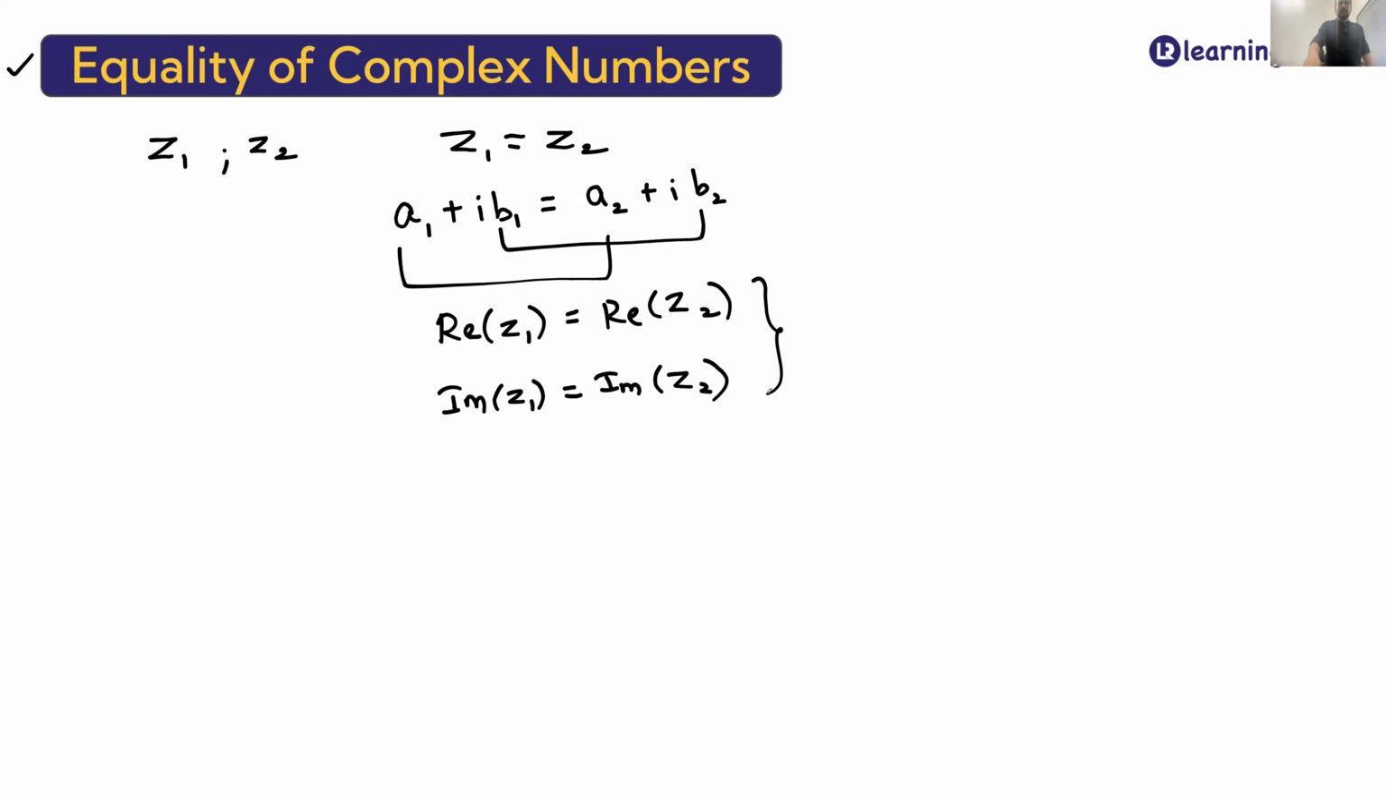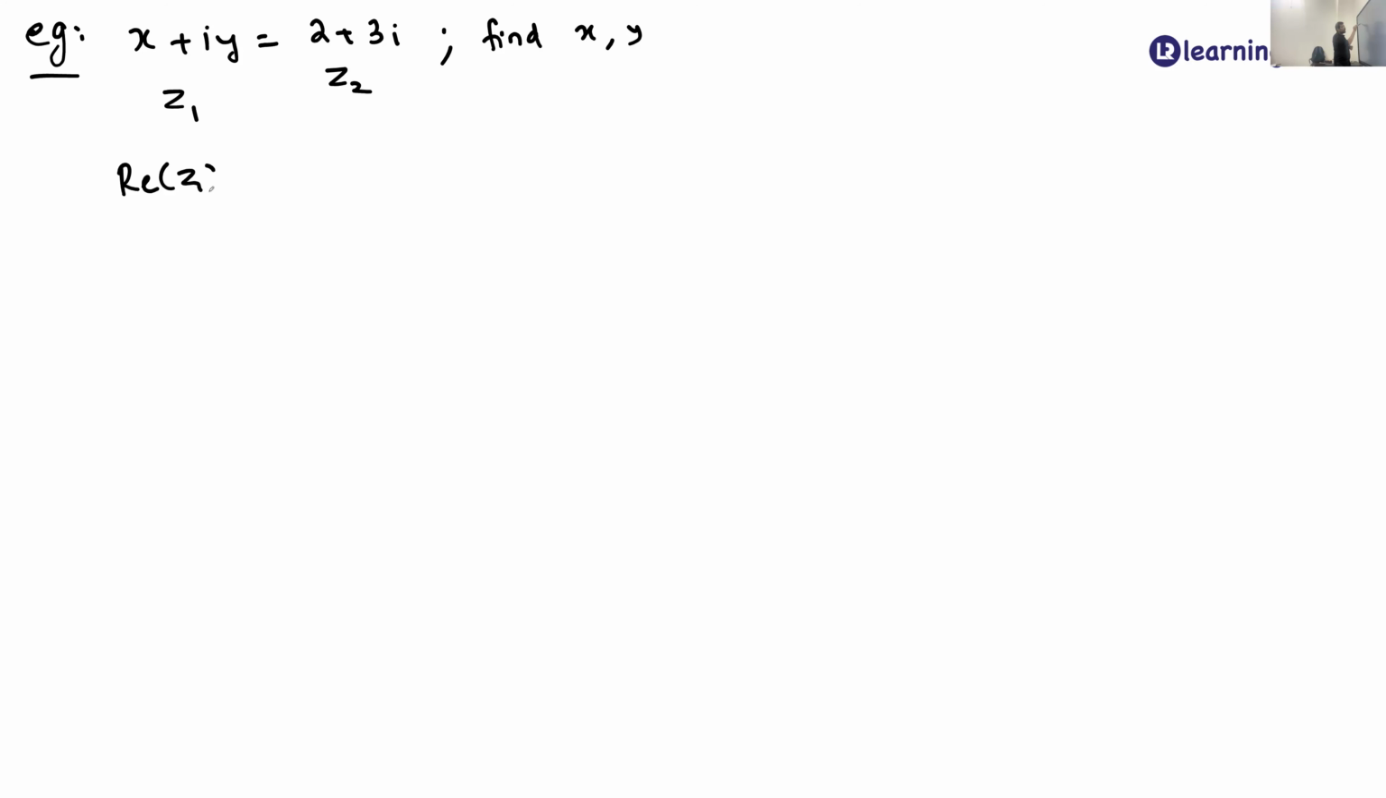So let's see an example based on this. Suppose they say x plus iy is equal to 2 plus 3i. Find x comma y. Answer is very simple. All that you need to do is, see, for the sake of steps, you need to write this as Z1, this as Z2. Then you need to say real part of Z1 is equal to real part of Z2. So comparing both the sides, what do you get? X is equal to 2 and y is equal to 3. That's it. It's simple.